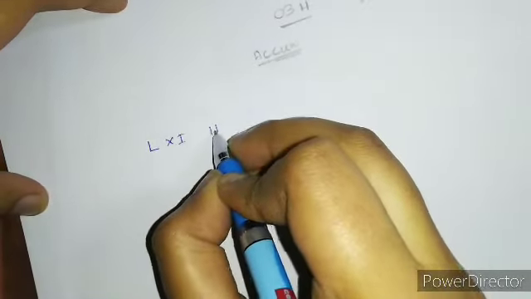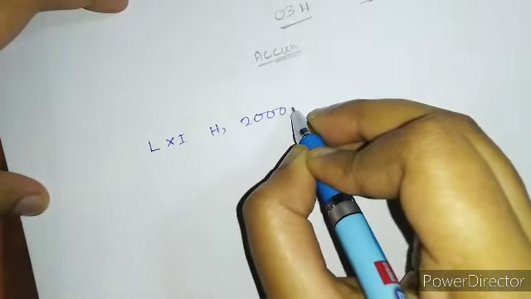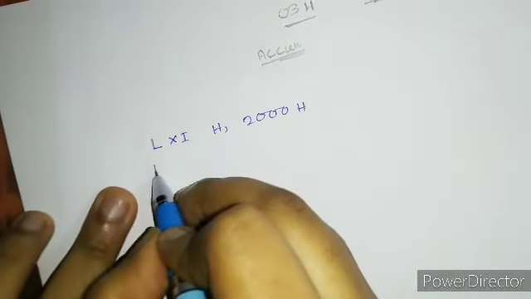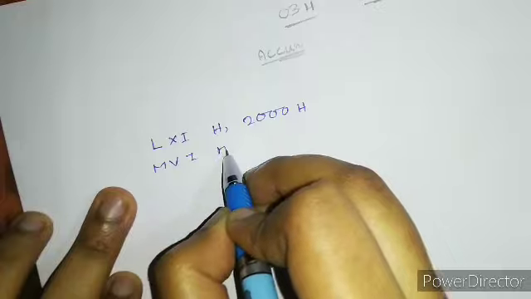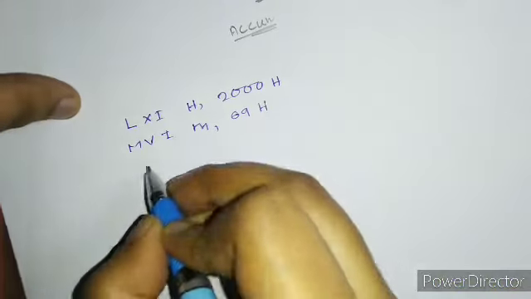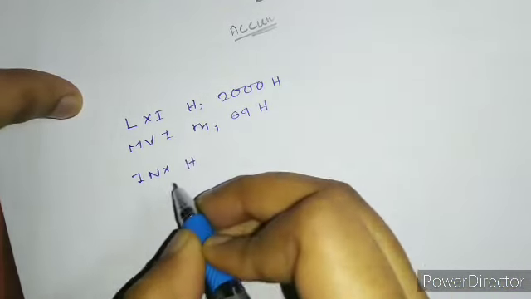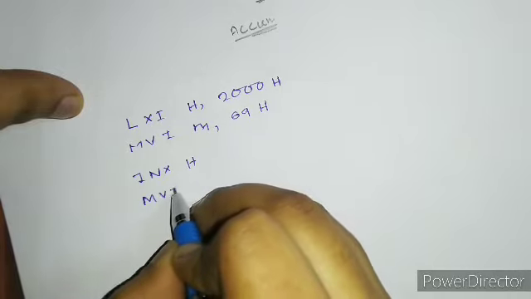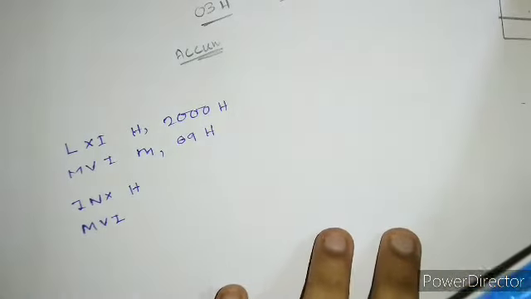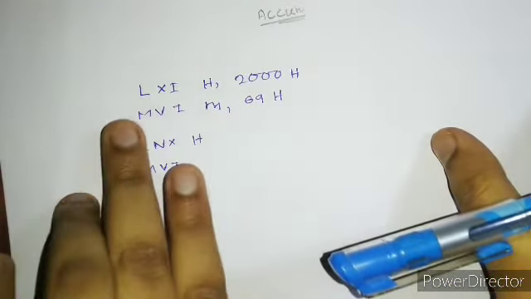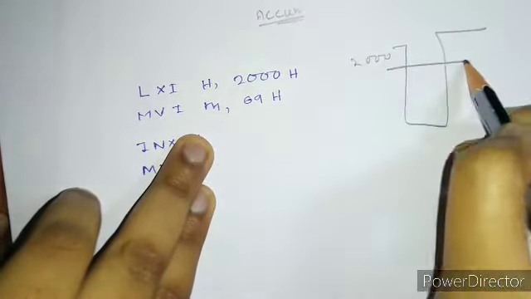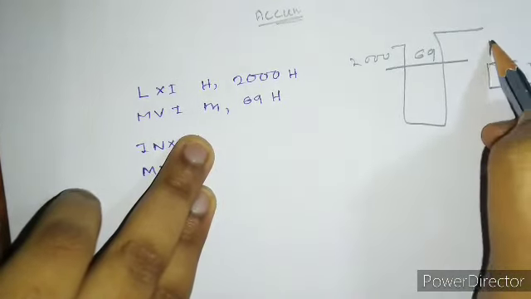LXI H, 2000H. MVI M, 69H. INX H. As we know, we want to add two numbers, so one number has to be stored in the accumulator. So first, let's say at 2000 I get 69. So let me move it to the accumulator.